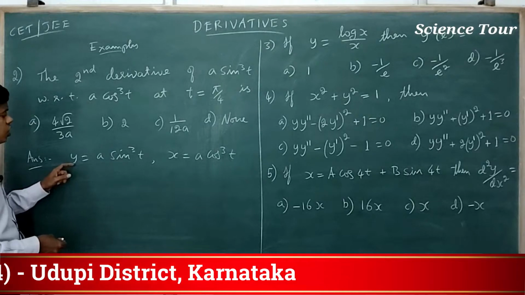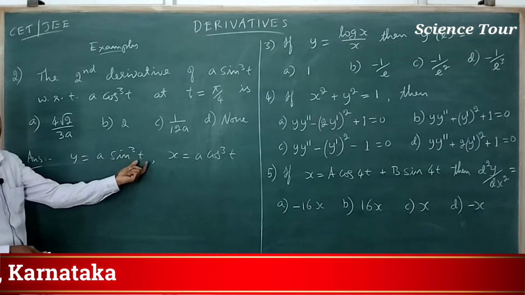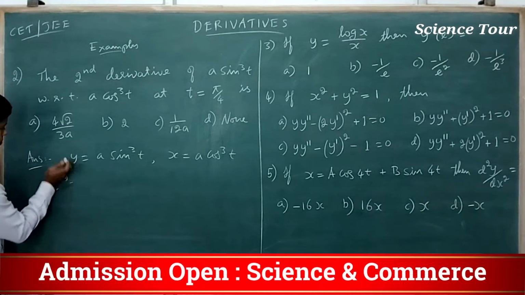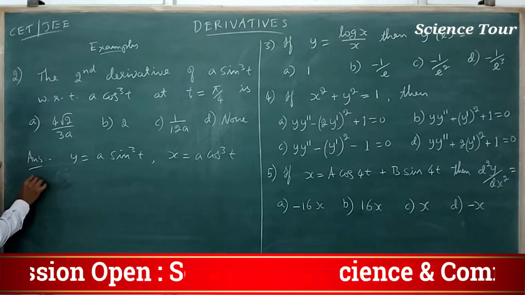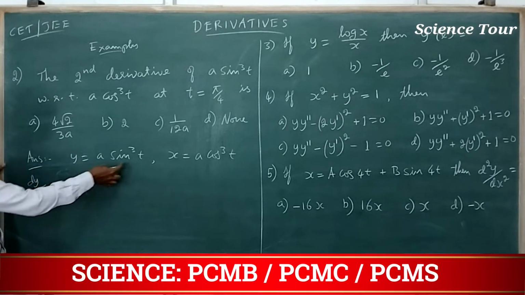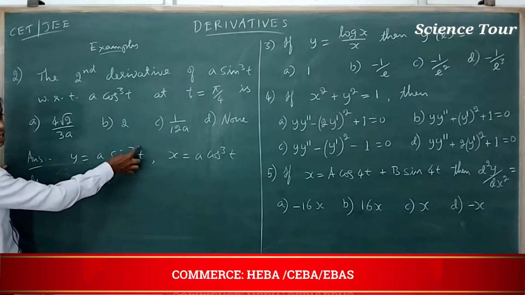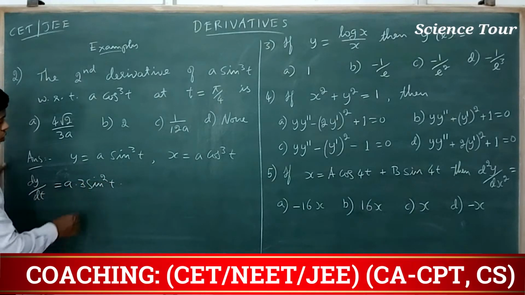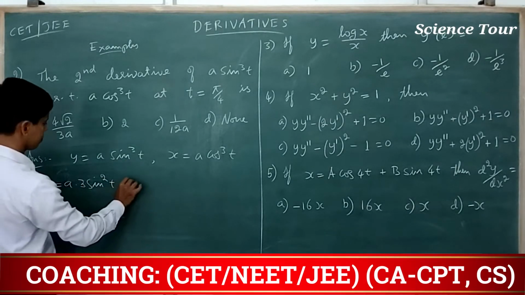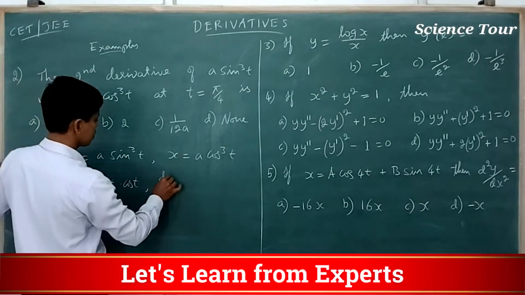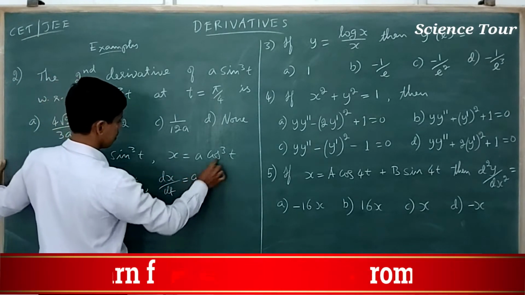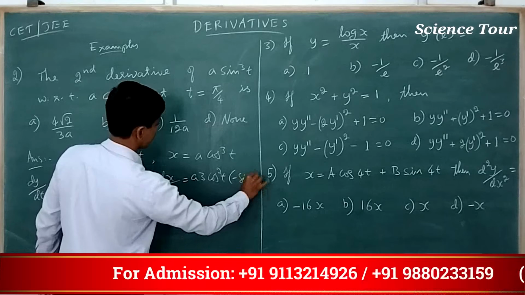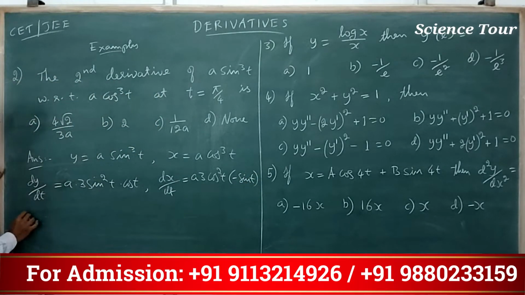Now let me differentiate y with respect to t, because the parameter here is t. So find dy by dt first. If you differentiate this with respect to t, a is a constant, sine cube is 3 sine square t into derivative of sine, which is cos. And then what is dx by dt? a, and once again 3 cos square t into derivative of cos, which is minus sine t.